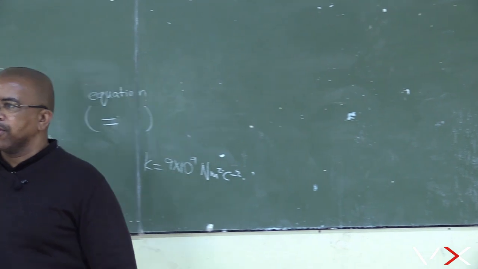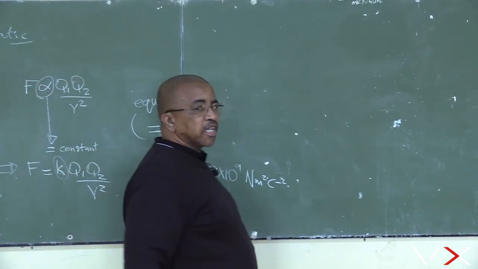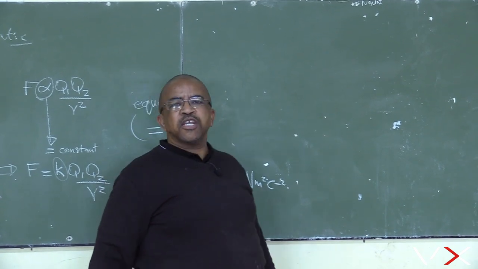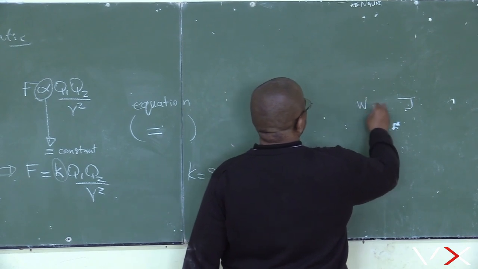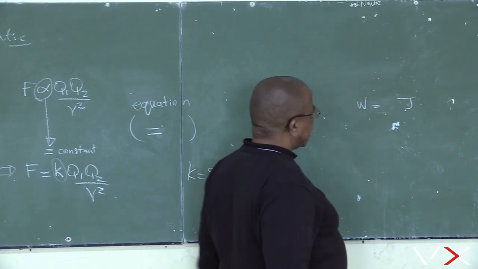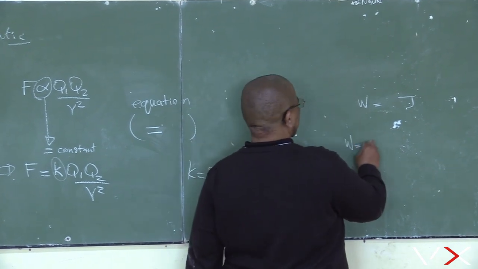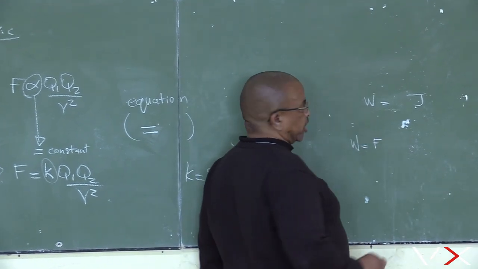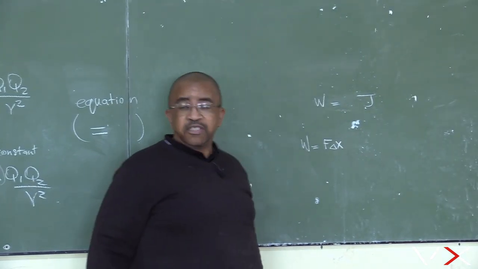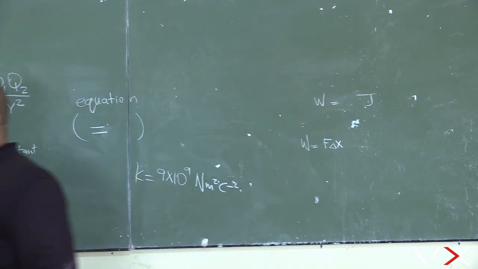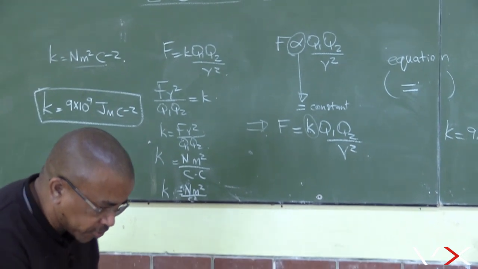Now, if we look here. What is a joule? What is measured in joules? It's work done. Okay, it is measured in joules. What is work done? Work done is when you exert a force on an object and that object moves over a certain distance. That is work done. When I push an object, you push an object, you exert a force.